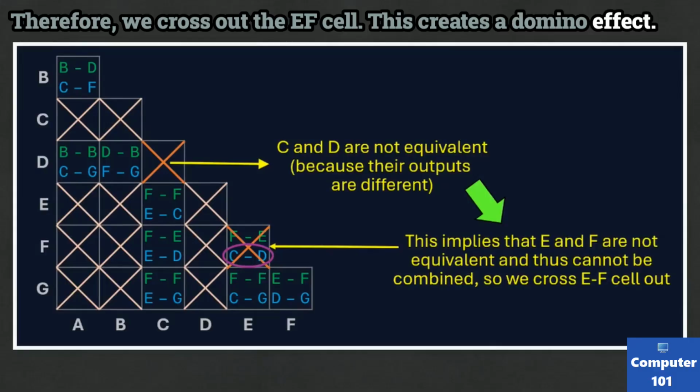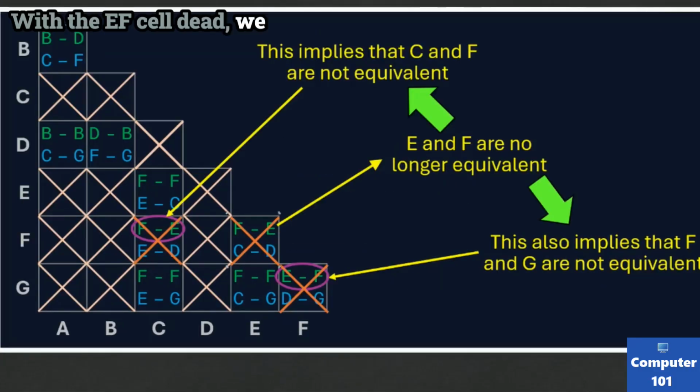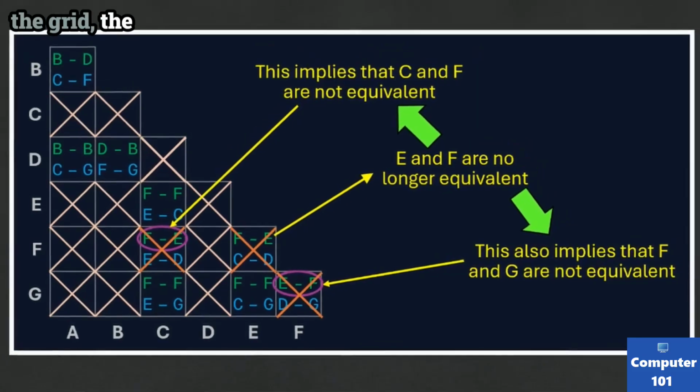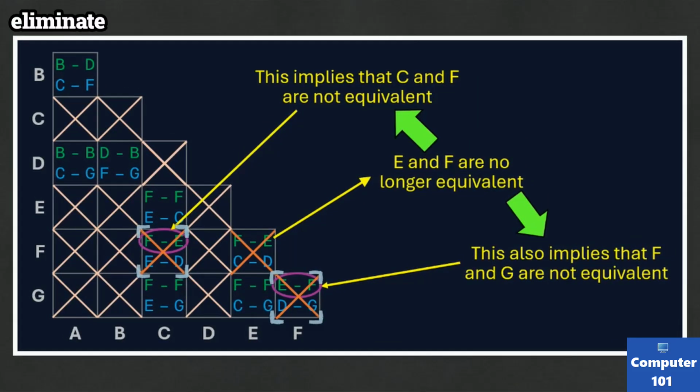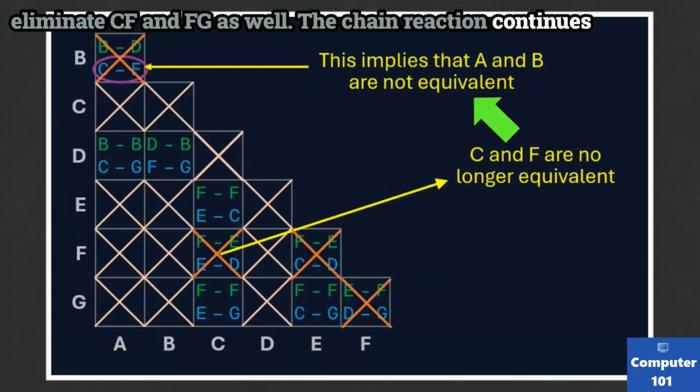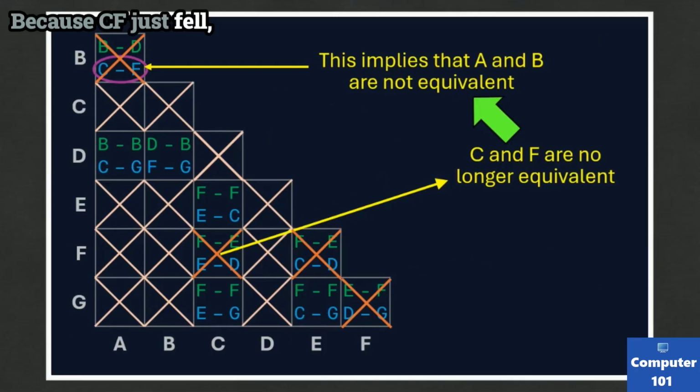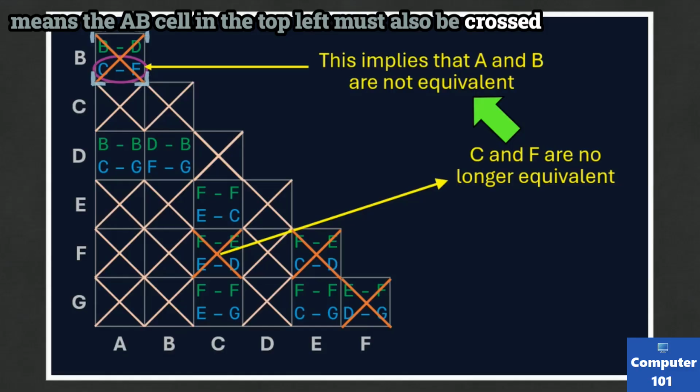This creates a domino effect. With the EF cell dead, we find other cells depending on it. Scanning the grid, the CF and FG pairs both require EF. Since it's invalid, we eliminate CF and FG as well. The chain reaction continues upward. Because CF just fell, any cell relying on it is now invalid. That means the AB cell in the top left must also be crossed out.